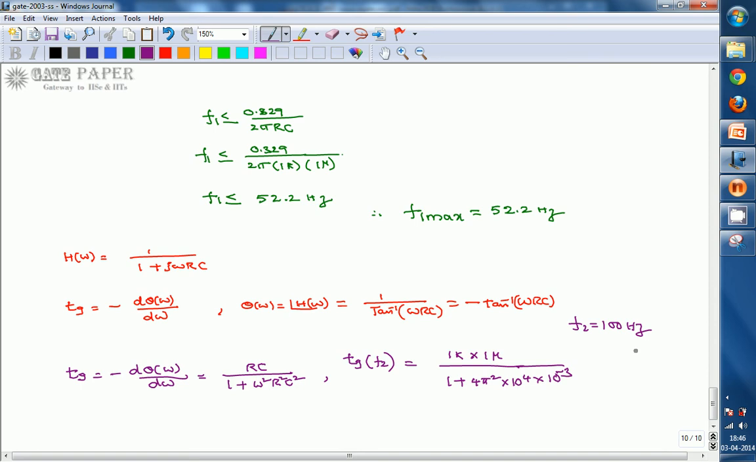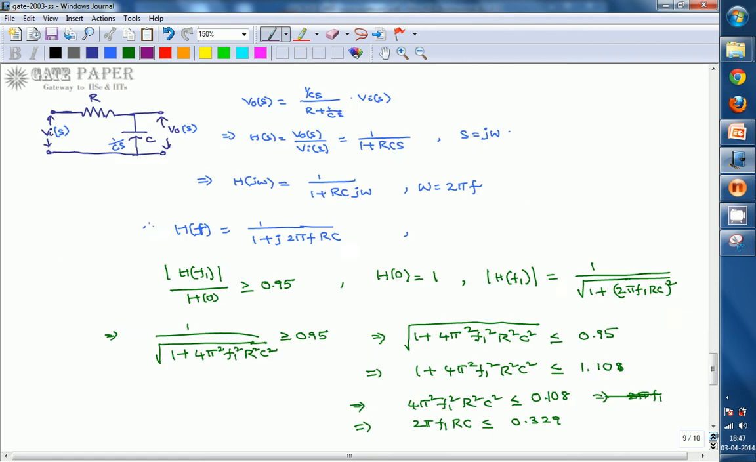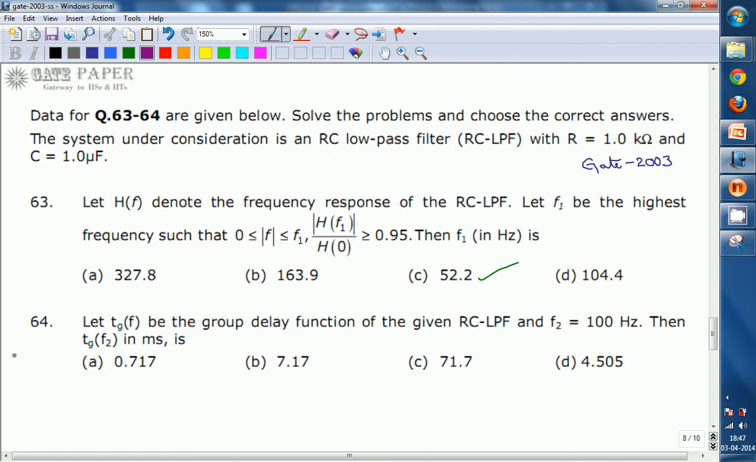Then by simplifying this expression, we will get the value equals 0.717 millisecond. Now you will see the answer in the given options. Here it is 0.717 in terms of milliseconds.